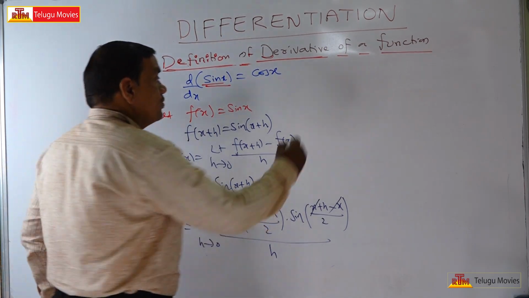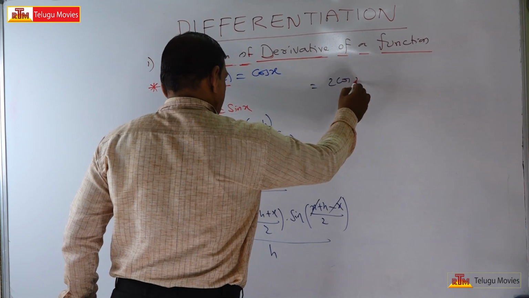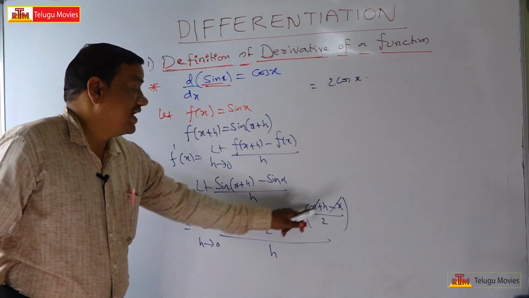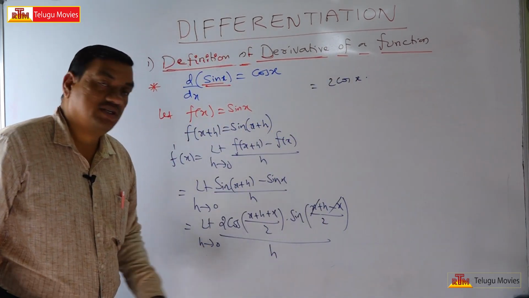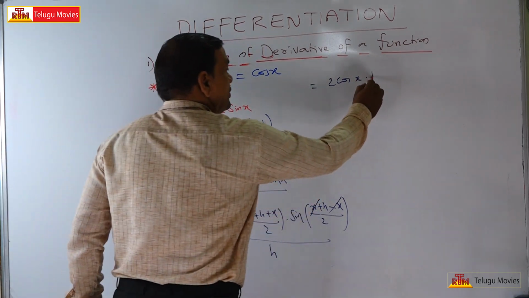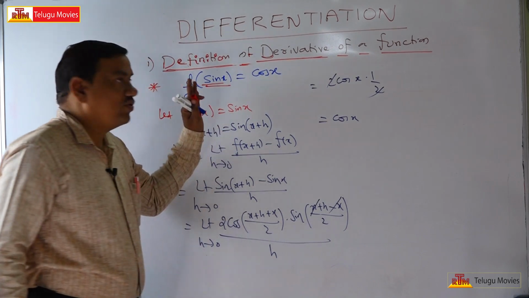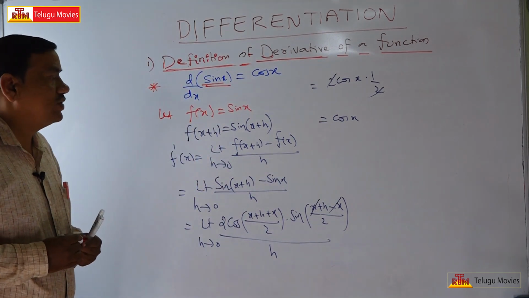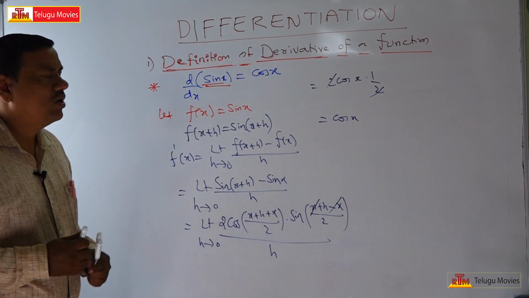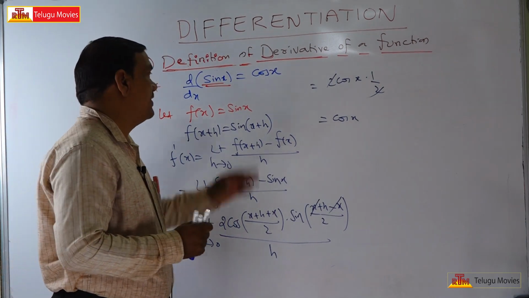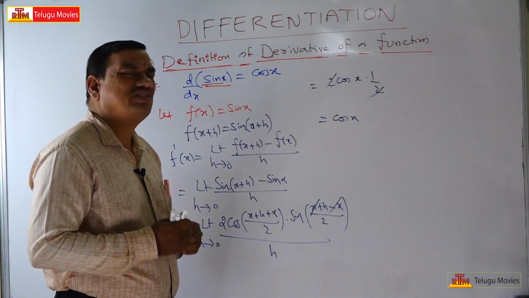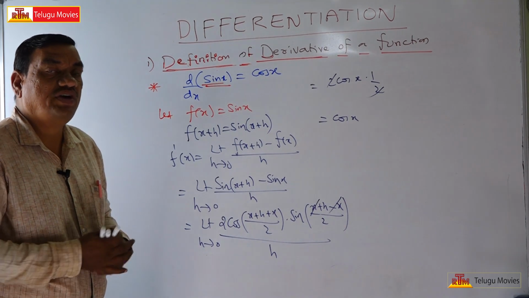So, this is equal to 2 cos x into sin(h by 2) by h, that is equal to 1 by 2. Therefore, the 2 will cancel, leaving cos x. So, therefore, the derivative of sin x is equal to, what? Cos x. What is the meaning of this? What is the meaning of the derivative of sin x being cos x? What is the meaning of what we did?